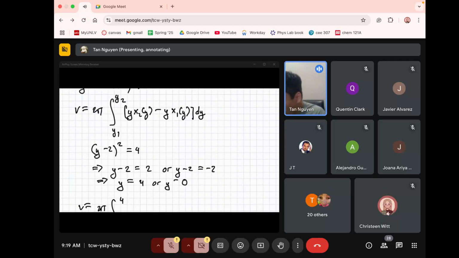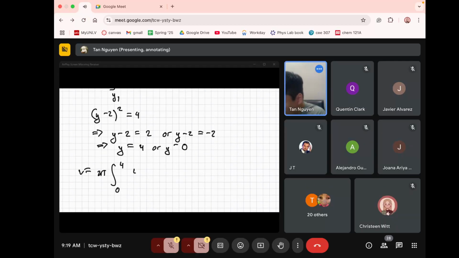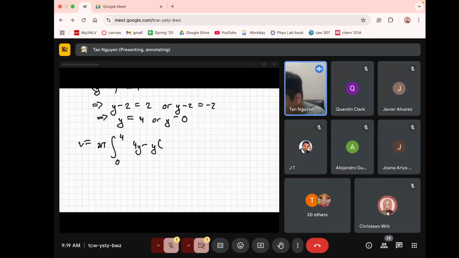So it's going to be 4y minus y times (y minus 2) squared dy. And I will stop here because that integral is trivial. Am I right? You distribute and combine like terms, integrate them one at a time. Does that make sense? Okay. All right.